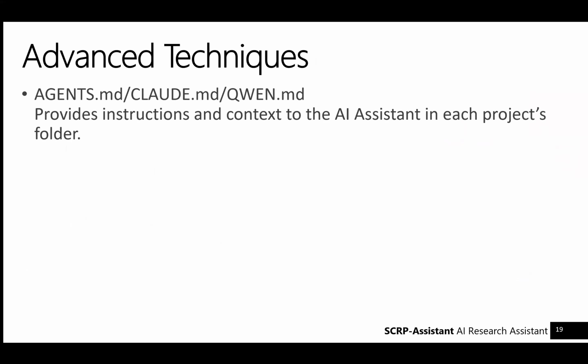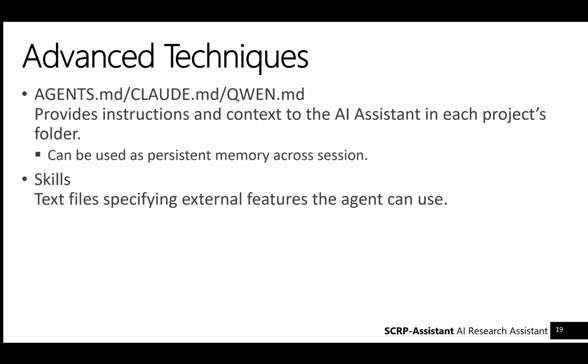All right, advanced techniques. As I've mentioned already, agents.md, claude.md, qwen.md, these files provide instruction and context, basically memory, to the AI assistant in each project folder, right? It's just a text file, nothing special. The format is not important, basically. It's just read as a text file. So that's how you use that. Basically it has some basic persistent memory.